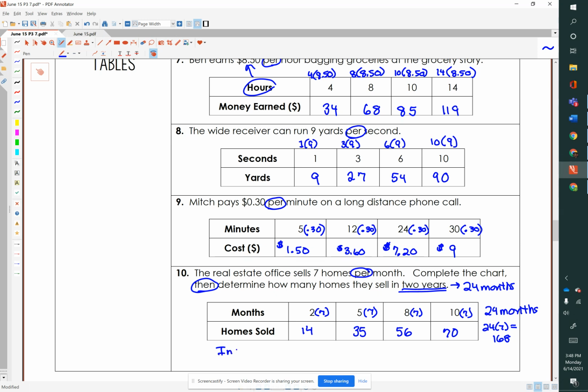So in 2 years, they will sell 168 homes. And I hope they're beautiful homes, nice enough for you and I to live in and do some more math.